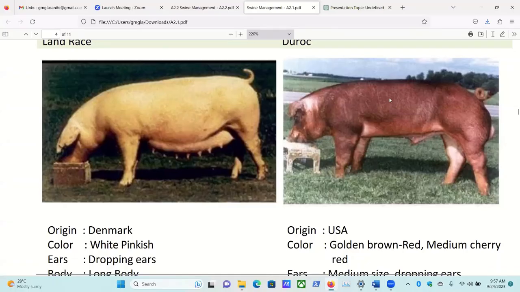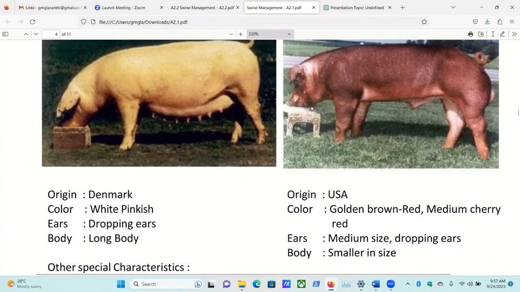So this is Duroc, very much common in Sri Lanka and ideally adapted to the Sri Lankan climate as well. Originated in the USA, he has a golden brown coat. That means he has a golden brown colored body, and he also has drooping ears.